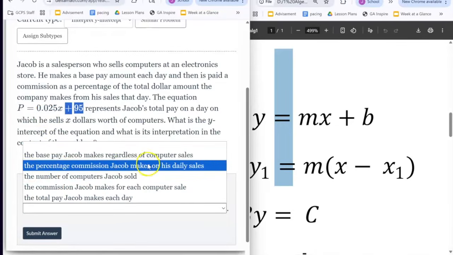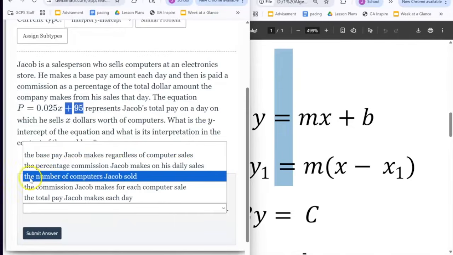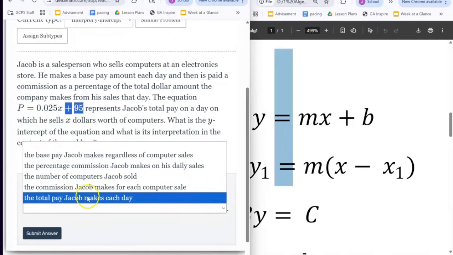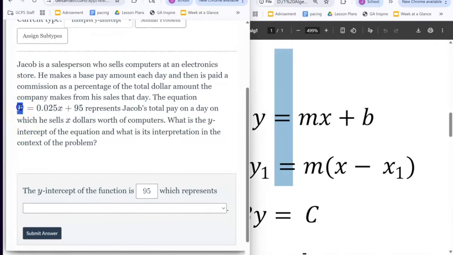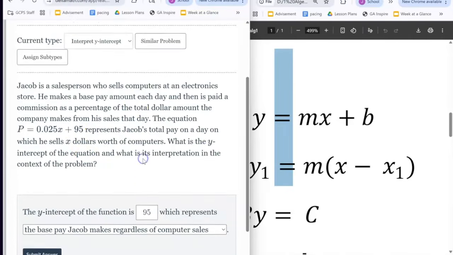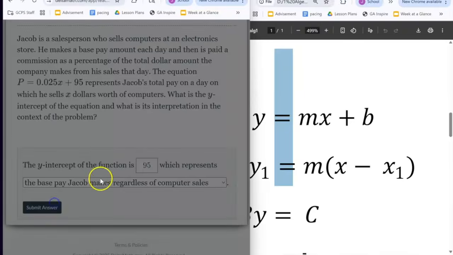The percentage of commission that he makes on his daily sales, no. The number of computers he sold, nope. The commission Jacob makes after each computer sale, no. The total pay that he makes would be P. Again, the y-intercept is the initial amount that he starts off with, so the base pay that he makes regardless of how many computers he sells.